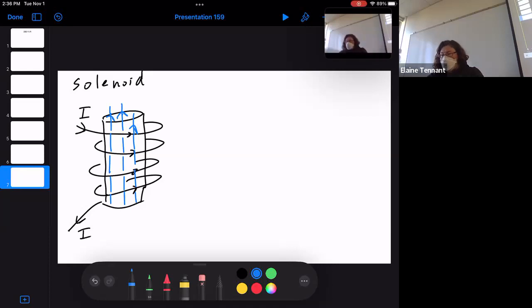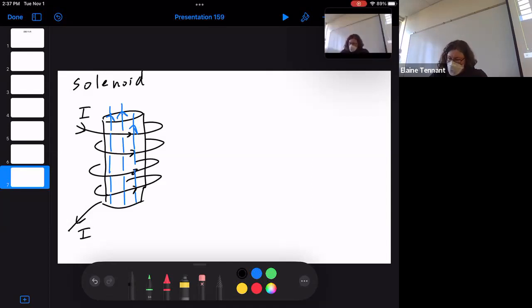Okay, but of course what we want to do is figure out the magnetic field of a solenoid. And so there's a few things here. One, you notice that I didn't draw this in a loop. And let's talk about why. Because it is in a loop, but it's kind of a weird one.